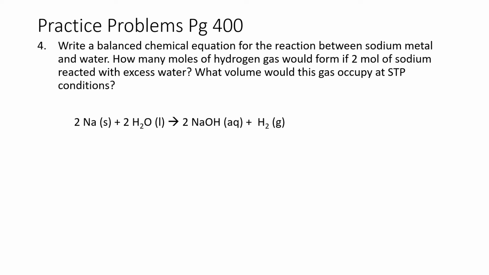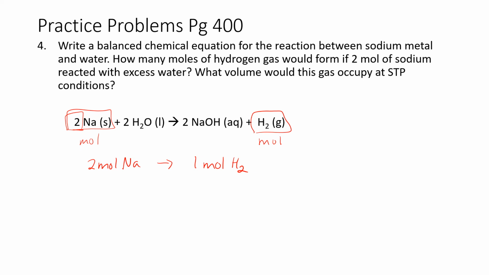So it says how many moles of hydrogen gas, so we are looking for moles of H2, would form if 2 moles of sodium reacted with excess water. So we are reacting moles of sodium. So this is actually very straightforward. It's asking us to react 2 moles of sodium, which is given in as our coefficient there. So if 2 moles of sodium react, it would produce 1 mole of hydrogen gas. So we really don't even have to show math on that. We can just show that it's a ratio.